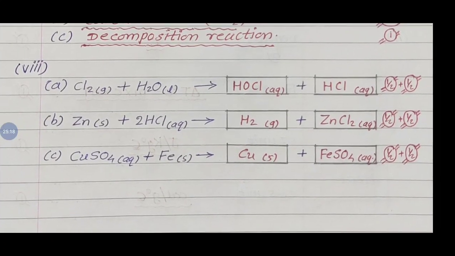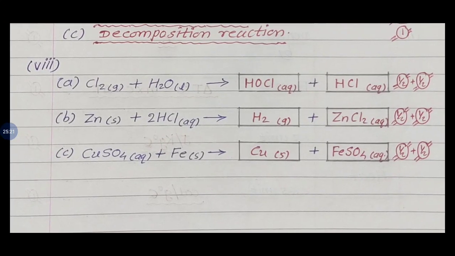Last option, number 8, complete the following reaction. Now see that. Cl2, chlorine, is in a gaseous state, and reacts with water, liquid state, to form HOCl and HCl. 2 types of acids are formed here. So you get half mark for these 2.